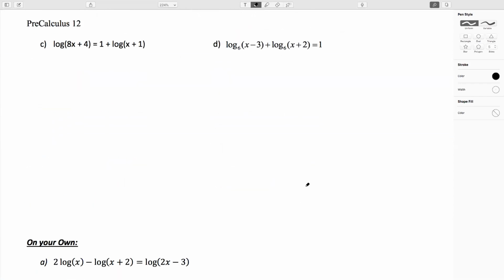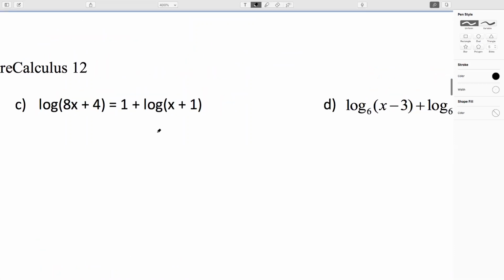All right, we've got a couple more of these to do. These are going to get a little bit uglier. So now we've got 3 terms, 2 logs and 1 constant. What you should do if you see something like this is try to join your logs together if at all possible. So I'm going to subtract this logarithm to the left-hand side. I will get log of 8x plus 4 minus log of x plus 1 equals 1.